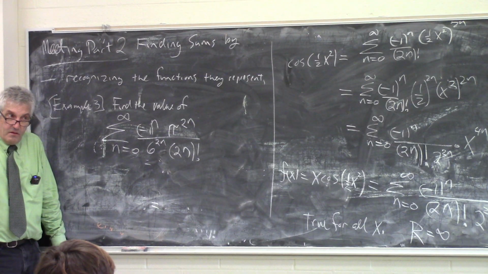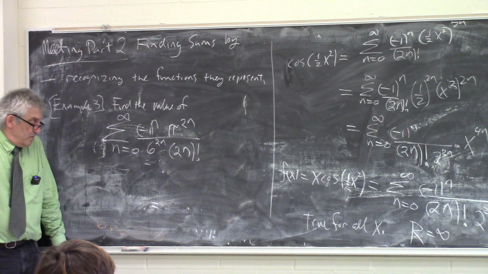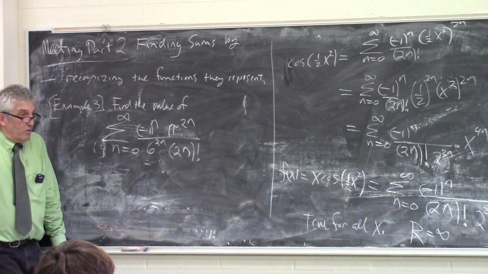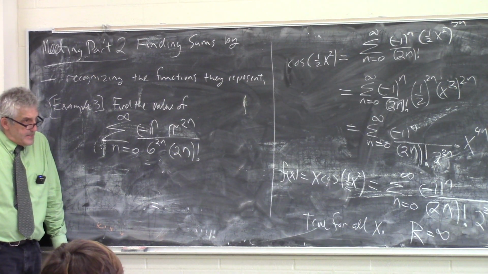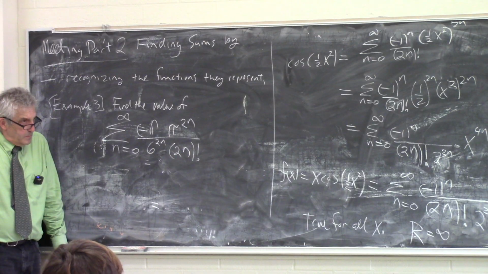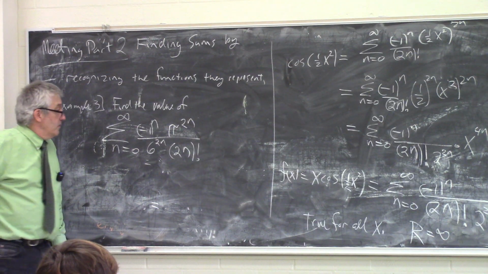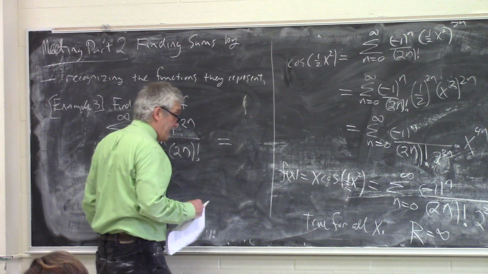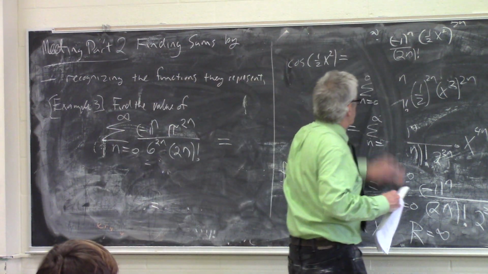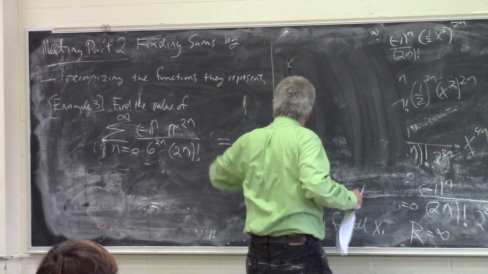Kenzie? Can we pull the pi^(2n) over 6^(2n) to the side and have that be (pi over 6)^(2n) as like an x? Great. Now, why are you doing that? Because the (-1)^n over (2n) factorial is very similar. It ends up being very similar to this one right here. Yeah, so what we want to do is we want to recognize the form.